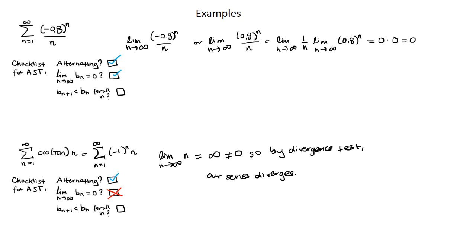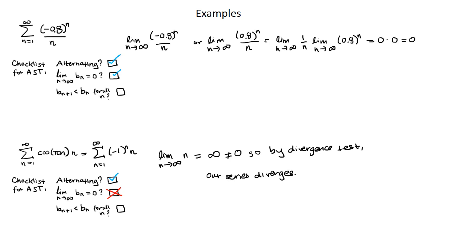And so this is why I am going to suggest that you always check that the limit goes to 0 first, because if you get a positive answer, then you can keep going. It's one of the things you needed to check. But if you get a negative answer, the divergence test tells us that the series diverges. Okay, so we only have one last condition to check for this first example, which is saying that the magnitude of the terms is getting smaller with each term.